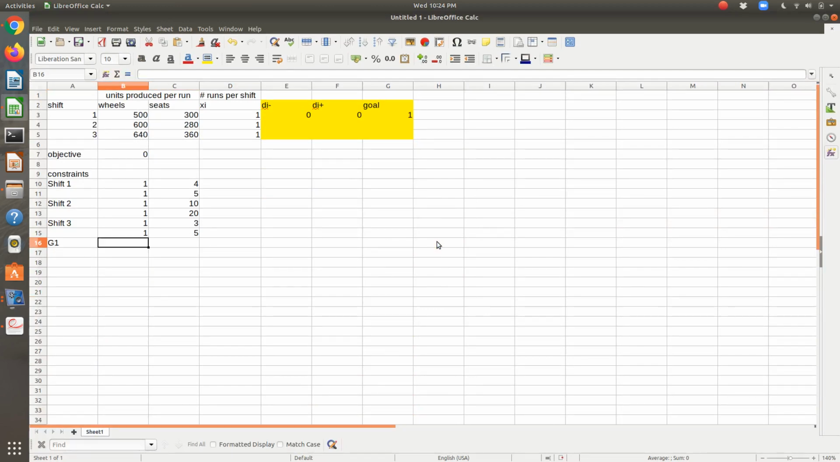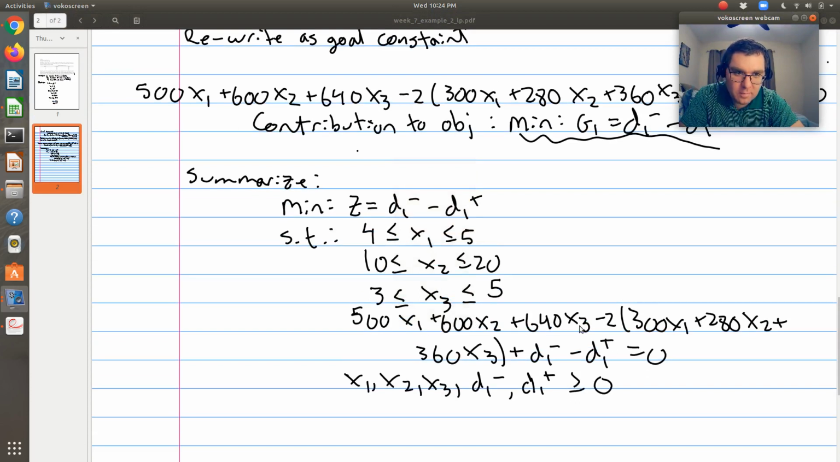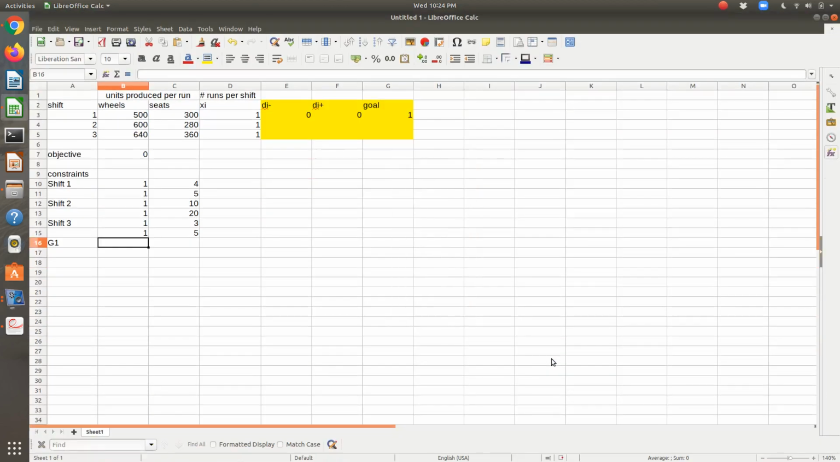And the last is my goal 1, and goal 1 is the number of wheels produced minus 2 times the number of seats produced plus the difference in my deviation variables. So this will be x1 times 500 plus x2 times 600 plus x3 times 640 minus 2 times parentheses x1 times seats plus x2 times seats plus x3 times seats, plus d1 negative minus d1 positive. And that's going to be equal to 0.